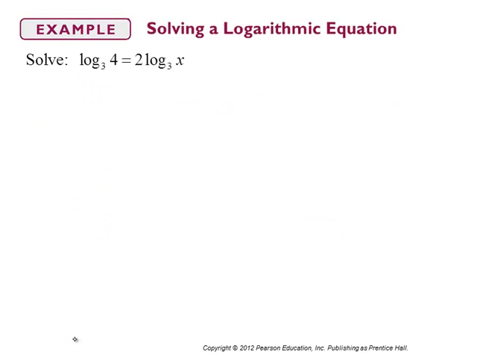So we're going to start right out of the chute and suppose that we've got this equation: log base 3 of 4 is equal to 2 times the log base 3 of some number x. And the question is, what is x? What is x in order for this equation to be a true statement? So we're going to look at a sequence of steps.